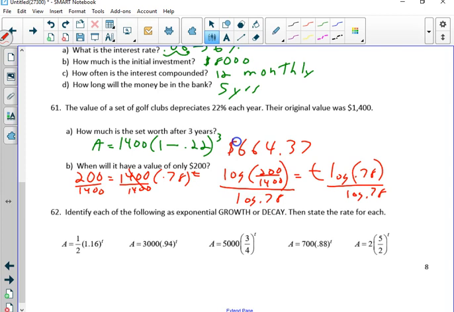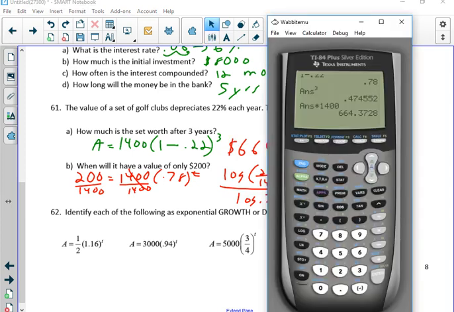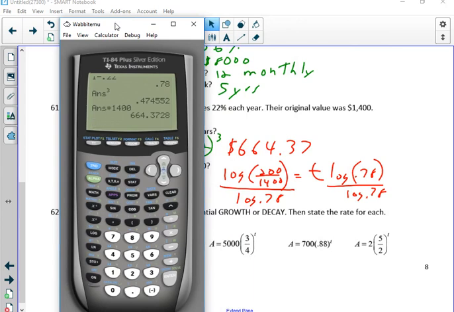So what I'm going to do on my calculator is type in log of 200 divided by 1,400. And instead of rounding that and then dividing by log 0.78, I'm just going to go ahead and divide right now by log 0.78. And that gives me about 7.8 years.